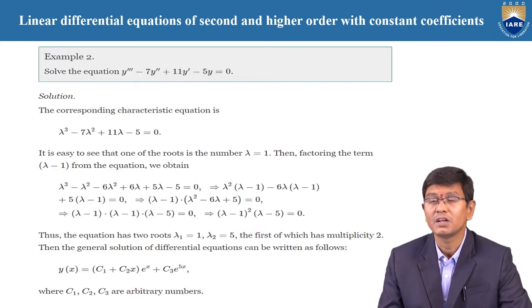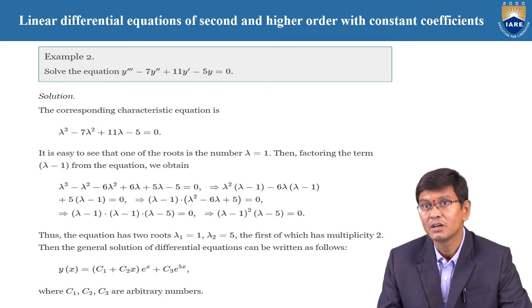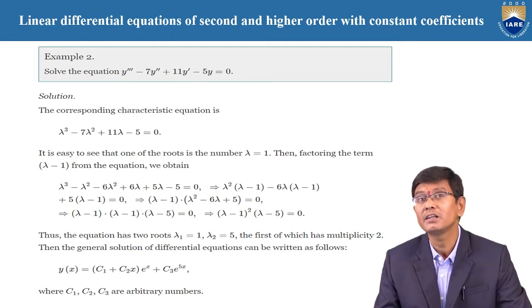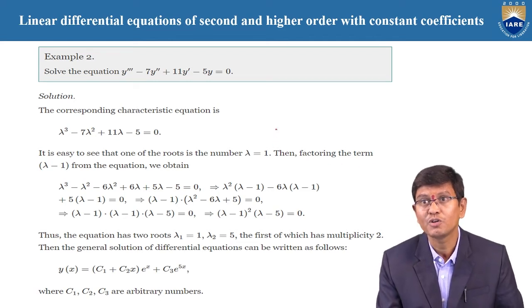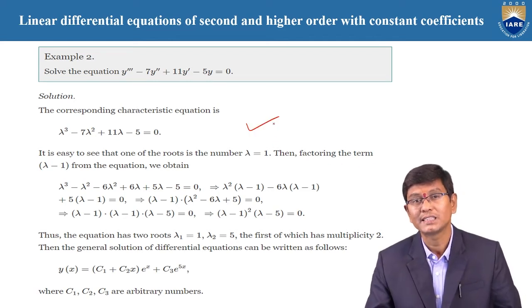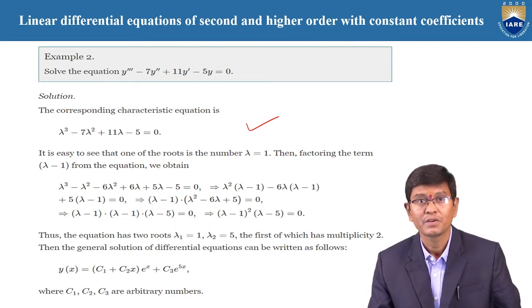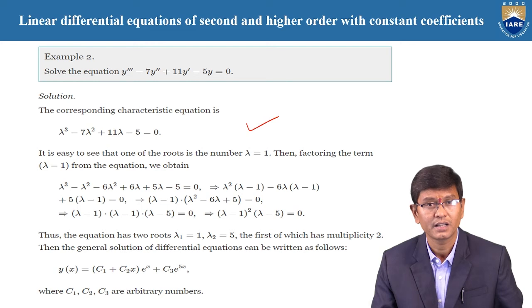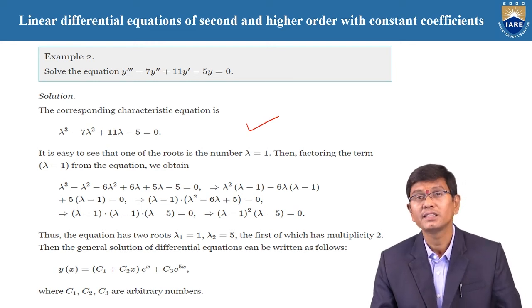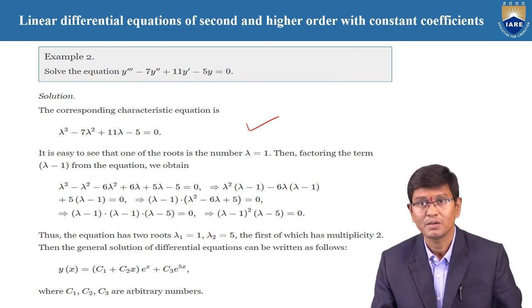Now solve the equation y triple dash minus 7 y double dash plus 11 y dash minus 5y is equal to 0. Here also, when we change to the characteristic equation in terms of lambda, you obtain lambda cube minus 7 lambda square plus 11 lambda minus 5 is equal to 0. Here also, the order of the characteristic equation is 3. Therefore, you obtain the 3 required solutions by using synthetic division or the factorization method.